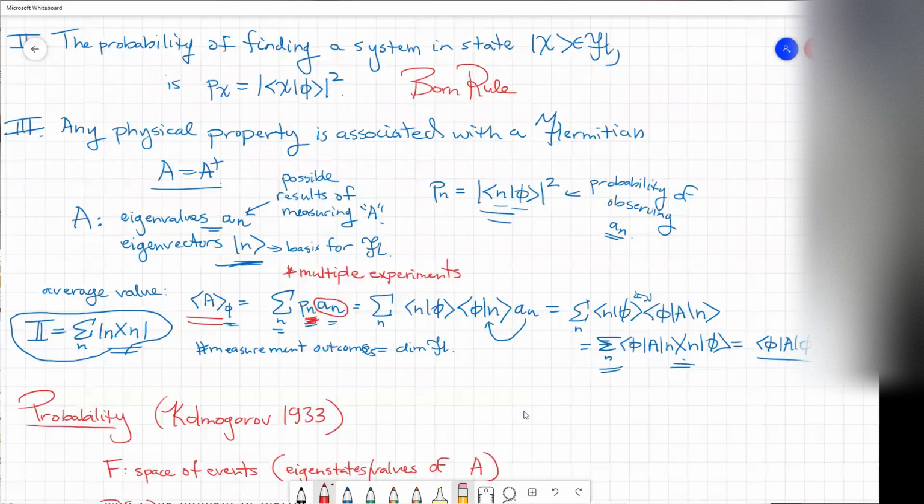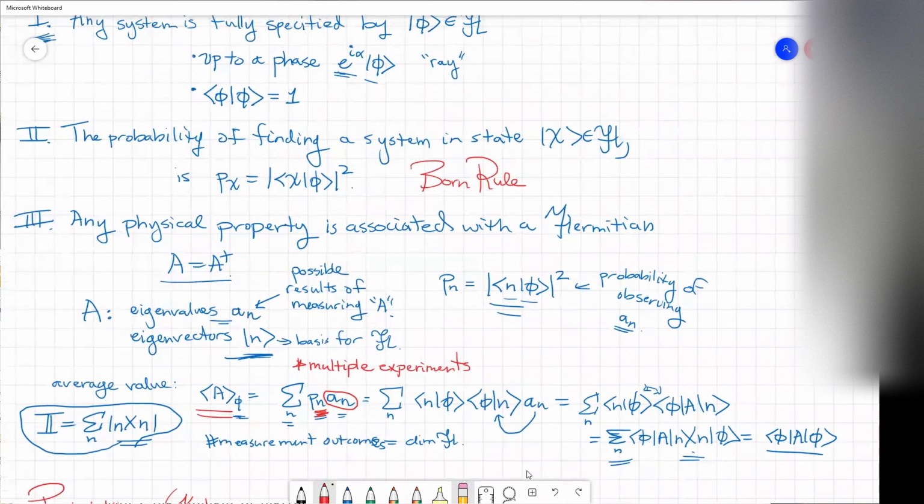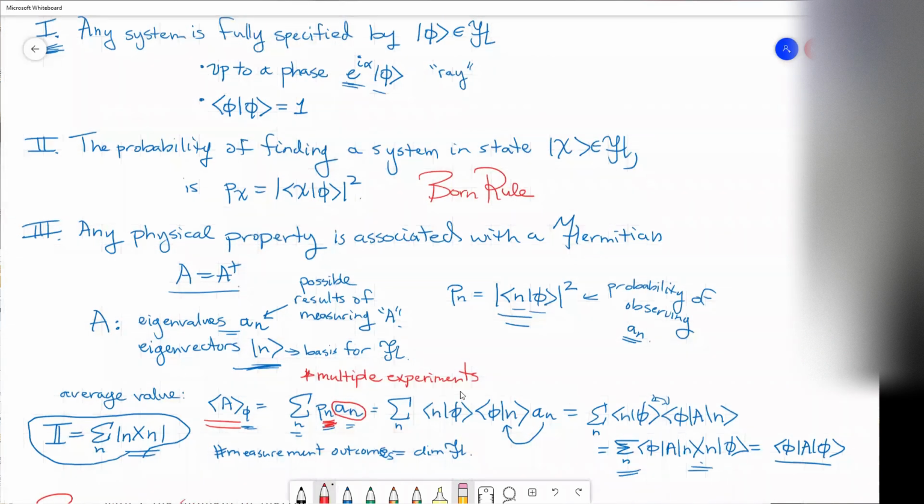Because look at these postulates. The only physics here is right here. It's in the Born rule. All the physics in quantum mechanics is embodied in the Born rule, and that's kind of a problem, because in physics we don't talk about probability very often in a formal way. But all of quantum mechanics is built on probabilities, so it's a little bit strange if you think about it. Maybe we'll develop it some more later, but just something to keep in mind.